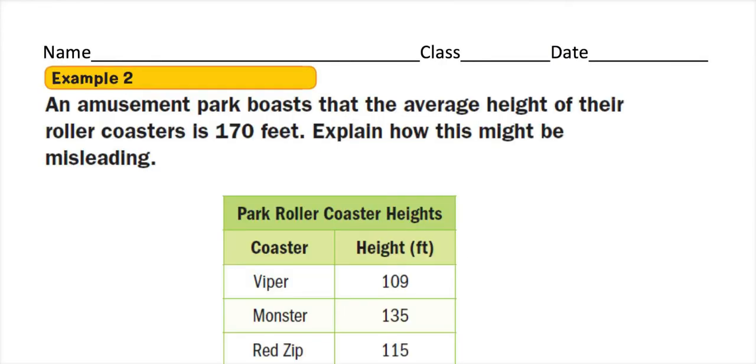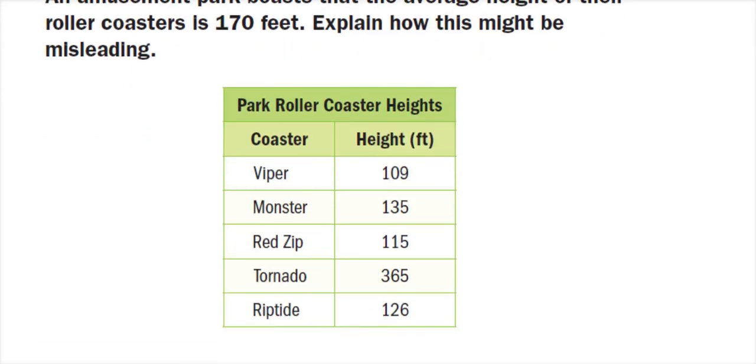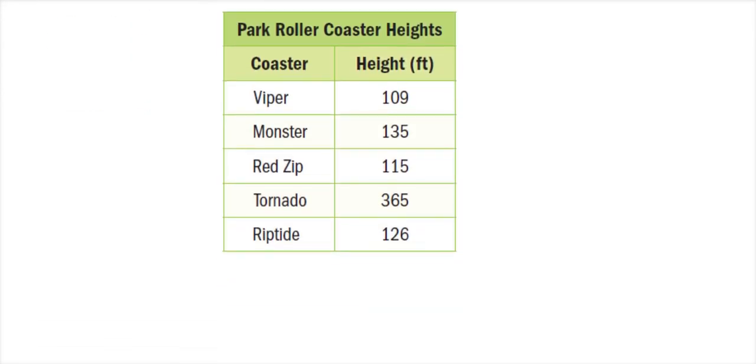Okay, example 2 says, an amusement park boasts that the average height of their roller coasters is 170 feet. Explain how this might be misleading. All right, let me go ahead and roll down here. I don't know why I made this chart so huge. Probably could have saved a little bit of paper there, but that's okay.